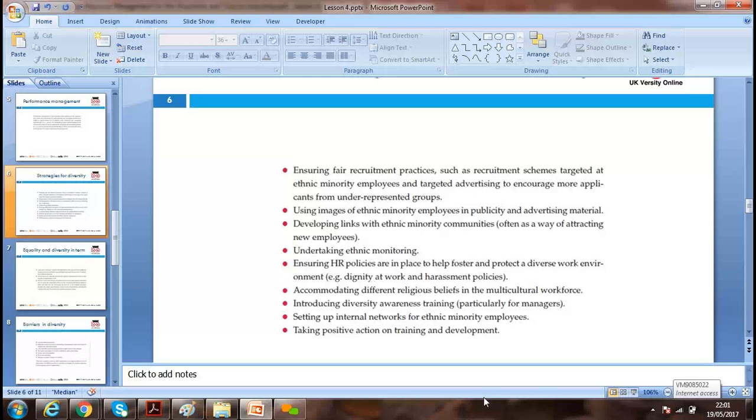Then we need to look at accommodating different religious beliefs in a multicultural workforce, like a multi-faith room. If somebody wants to pray, or practice according to their own religious belief, we have to provide them the opportunity to practice. So we need to make certain arrangements within our organization for the diverse workforce, to create more diversity. Introducing diversity awareness training for managers, and setting up internal networks for ethnic minorities.